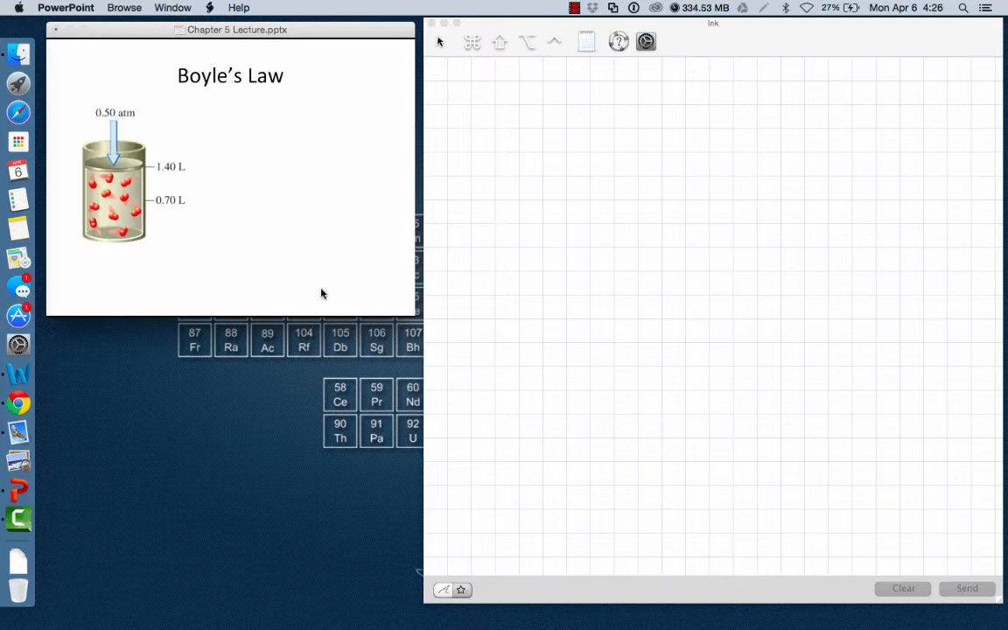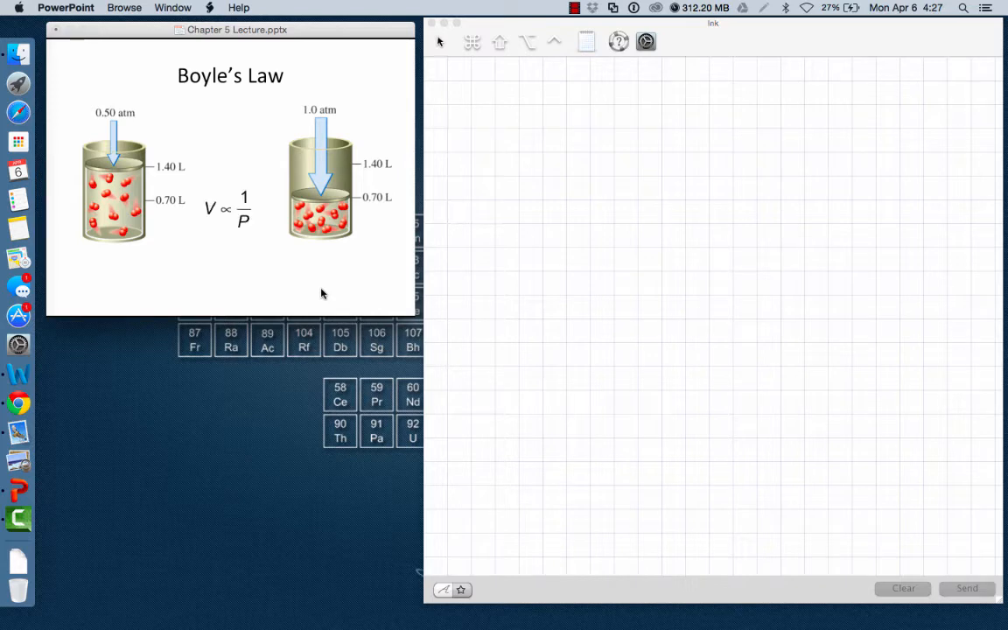And if you look at this picture, you can kind of see this. We have a 1.40 liter container here, and it's at half of an ATM. But if we compress it down to half the volume, right, 0.7 liters, we get double the pressure, 1.0 ATMs. It's really intuitive if you kind of think of it that way. So if you compress something to half the volume, you get double the pressure. And conversely, if you were to increase that to twice the volume, you would get half the pressure.